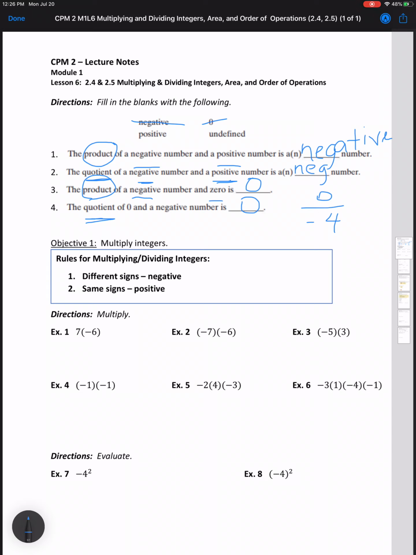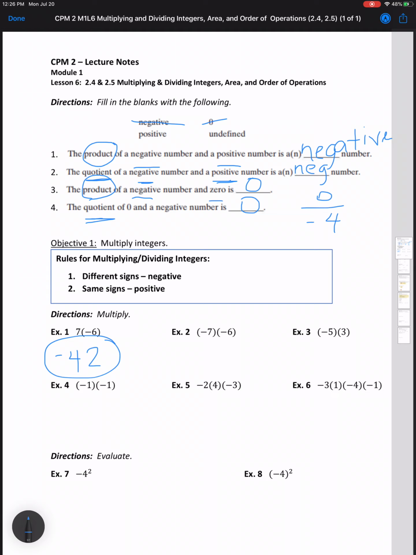So if you look at number 1, I am multiplying 7 times a negative 6. If I'm multiplying and my signs are different, remember it is always a negative. So in this case, it's going to be a negative. 7 times 6 is 42. So negative 42 is my final answer.